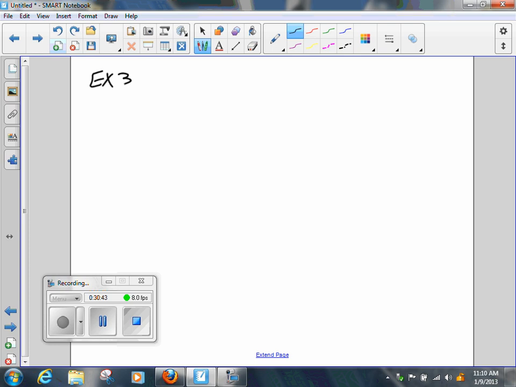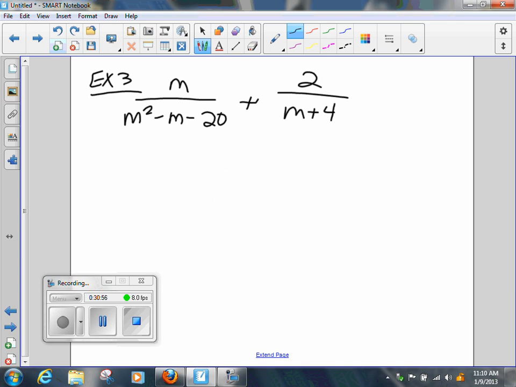Check this one out. m over m squared minus m minus 20, plus 2 over m plus 4. What's going on with this one? I got to factor that denominator. That thing is mad. No, I can't deal with it. So I'm going to just come right up underneath it.